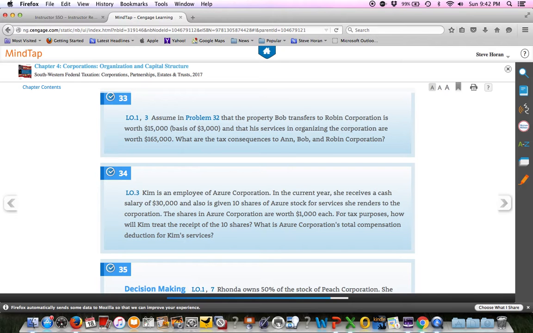In the current year, she receives cash salary of $30,000 and also is given 10 shares of Asia stock for services she rendered to the corporation. The shares in Asia Corp are worth $1,000 each. For tax purposes, how will Kim treat the receipt of those 10 shares? And what is Asia Corp's total compensation deduction for Kim's services?